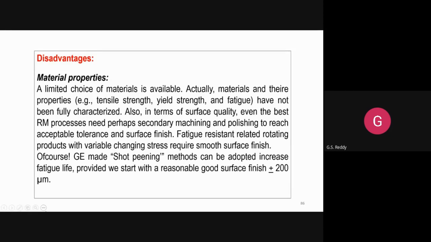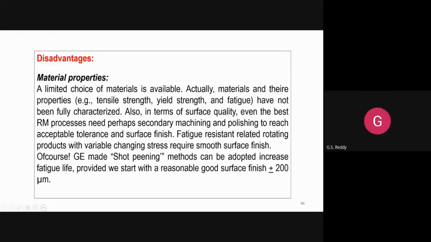So fatigue-resistant, rotating products with variable change in stress require a smooth surface finish. So an AM product as built is not really suitable for such applications, but that does not mean that we cannot apply any secondary post-processing techniques.